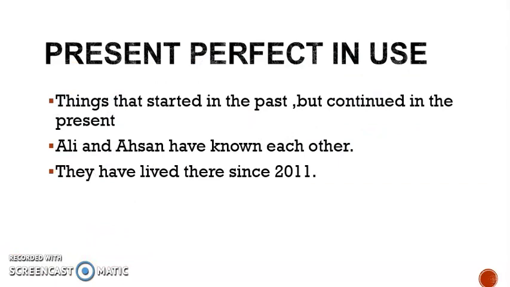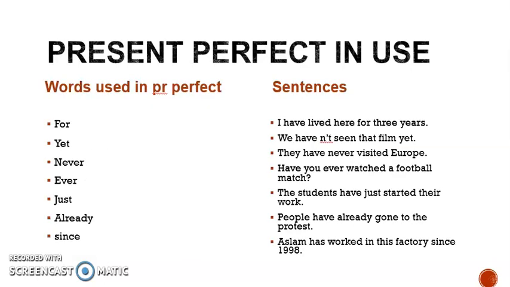We also use present perfect when things started in the past but continued in the present. For example, Ali and Ahsan have known each other. They have lived there since 2011. The words which are commonly used in present perfect are for, yet, never, ever, just, already, since.